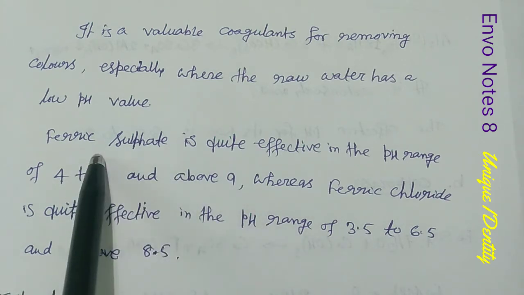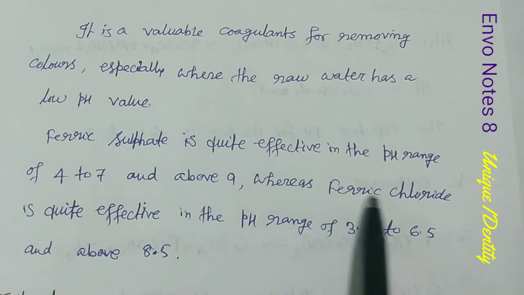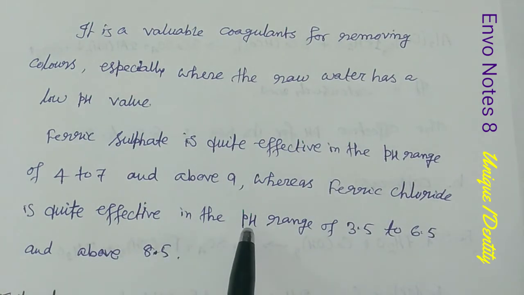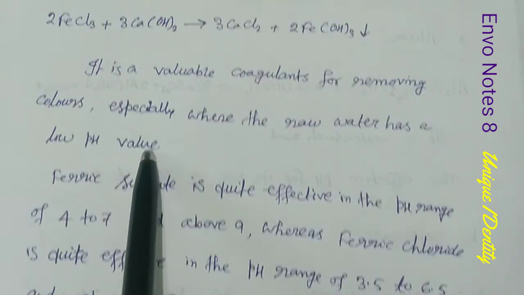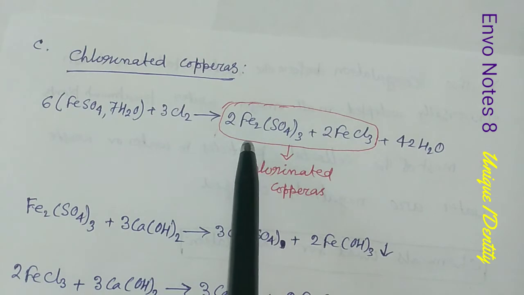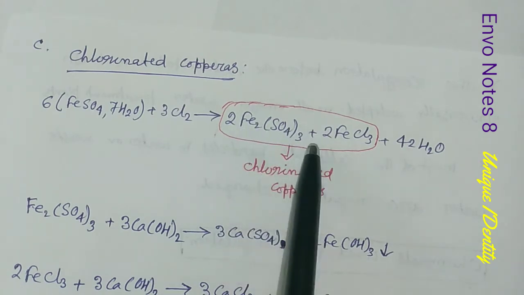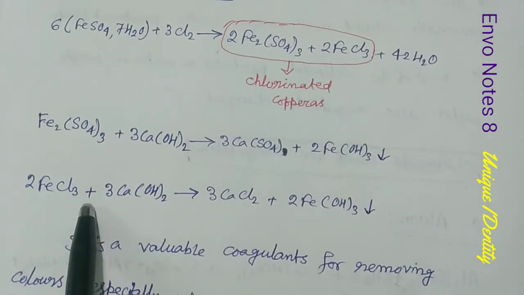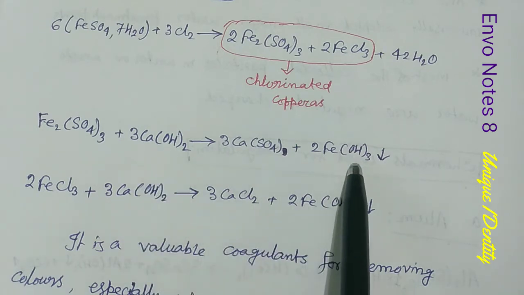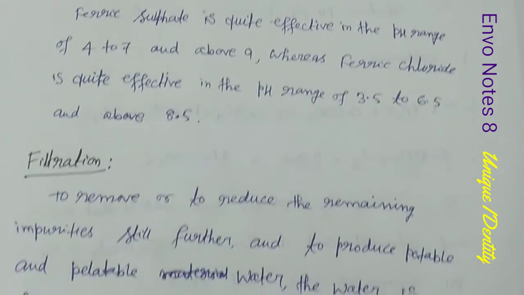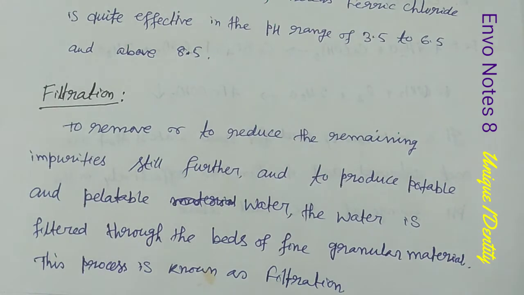So this is the pH range of ferric sulfate, and for ferric chloride, the pH range is 3.5 to 6.5 and above 8.5. Okay, so for low pH range it is very much effective, and this chlorinated copperas is nothing but the combination of ferric sulfate and ferric chloride. This ferric sulfate and ferric chloride separately react with calcium hydroxide and produce this ferric hydroxide precipitation.